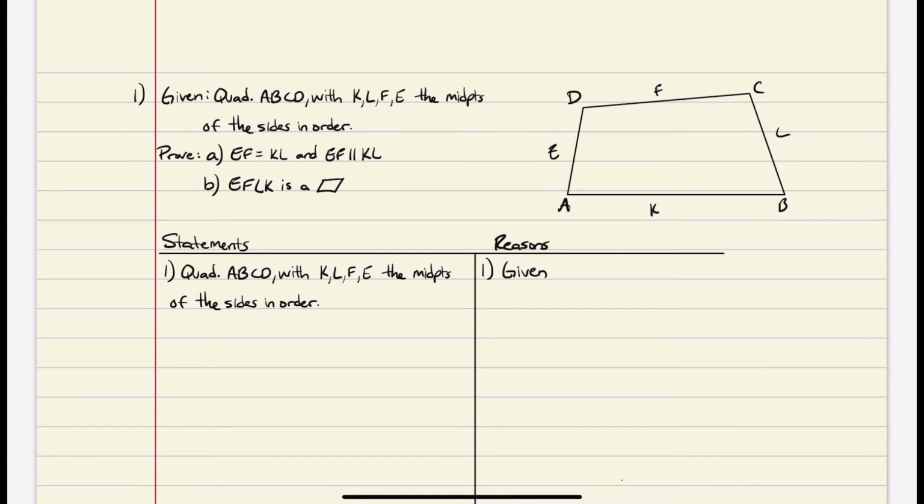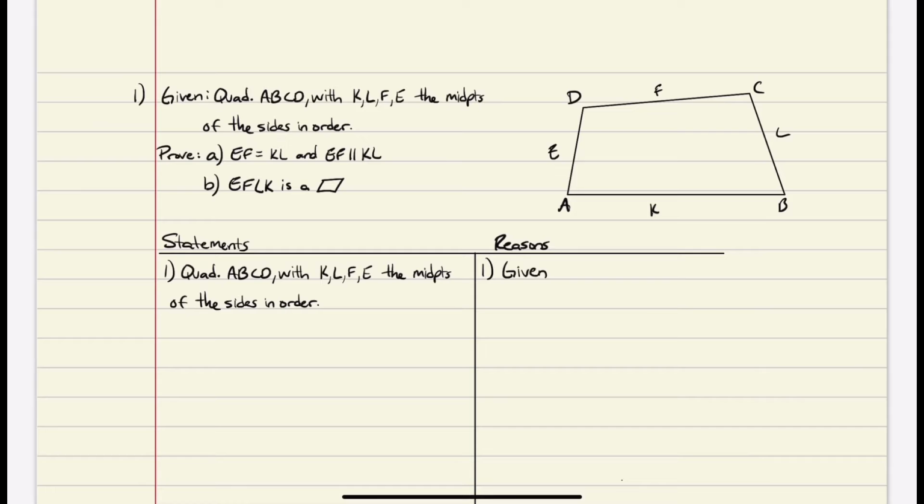We're going to try to prove that EF equals KL, and we're going to eventually draw some auxiliary lines. EF is equal to KL, and EF is parallel to KL. And then we're going to try to prove that that quadrilateral is a parallelogram, just from any random quadrilateral. And so here we go. Let's try to prove this with a couple of statements and see what happens.